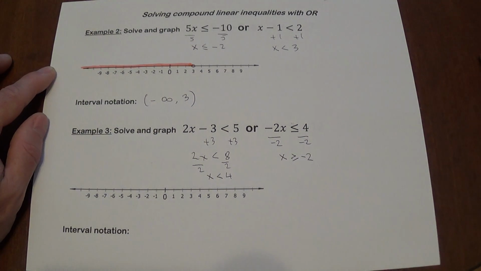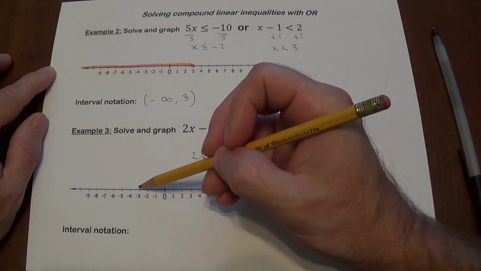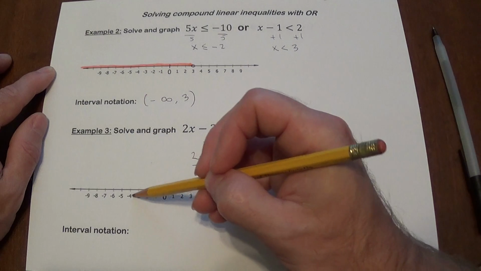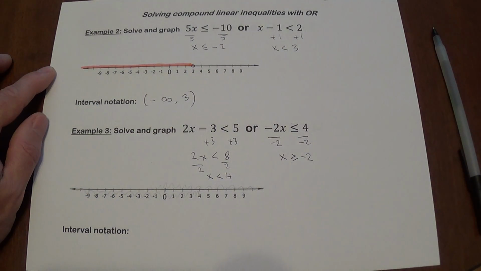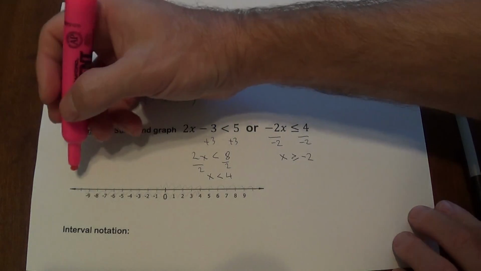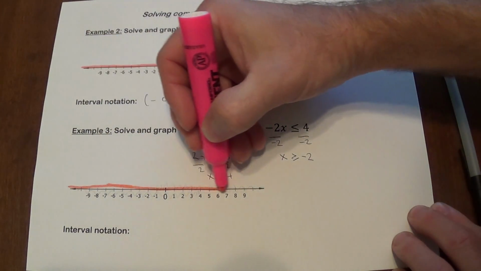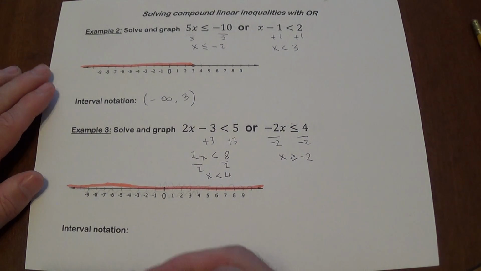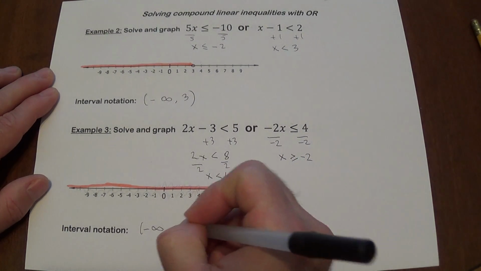So let's take a look at this. On this one, we're going to go from 4 to the left. Here we're going to go from -2 to the right. So imagine we're going from -2 to the right, and we're going from 4 to the left. We are actually going to end up shading the entire number line. So this whole thing is going to give you all real numbers, because the whole number line is going to end up being shaded. And of course our interval notation here is going to be representing all real numbers, so it's going to be -infinity to infinity.